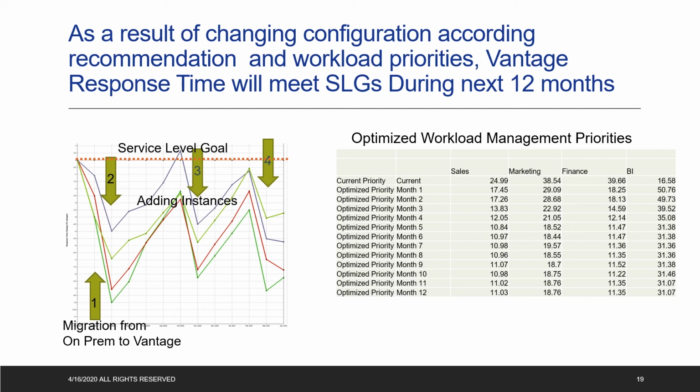Then when the workload will be growing and response time will exceed the service level goal, we predict we will need additional resources, we'll need additional instances. So 4 additional instances will be required during the second shift during 12 months. And these are optimized workload management priorities for each of the workloads which we're going to move to the cloud. We predicted what kind of relative priority will be required to meet the service level goal without adding additional resources.